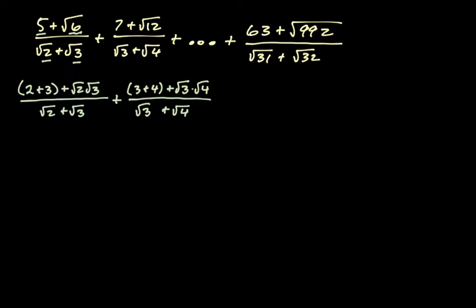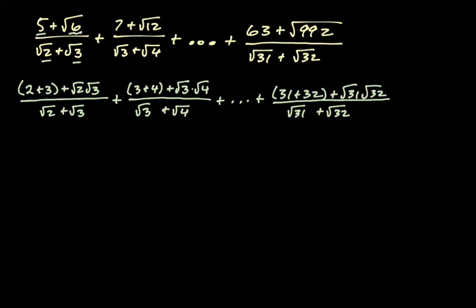For example, the second term would just look like this, right? 3 plus 4 plus root 3 root 4 over root 3 plus root 4. If we go through and do that for literally every term in this series that we're summing up, the final term will look like this: 31 plus 32 plus root 31 root 32 over root 31 plus root 32. Now, the issue is, I don't want to have to do stuff to every one of these fractions. I want to find a general thing that I can do and then just apply that general rule as I go through this.